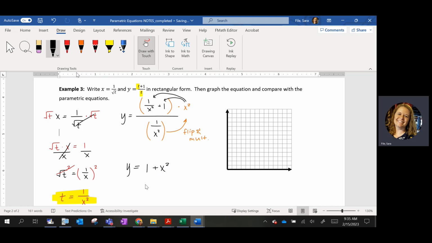Okay, so I get this equation, and if I were to graph this, this is just a quadratic equation shifted up 1, right? Okay, so don't draw this yet. Let's just visualize this. If I had a quadratic, do not draw this yet. It would look like this, right? That would be my quadratic. Okay, but I need to compare that to my parametric. Okay, so you've got a visual in your head of what the quadratic would look like.